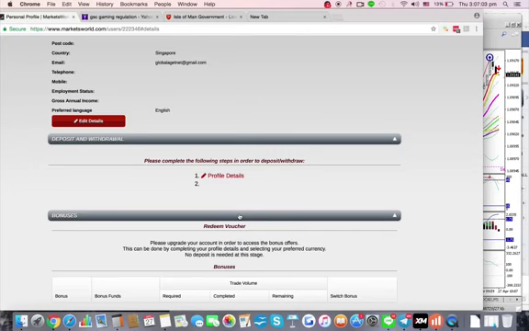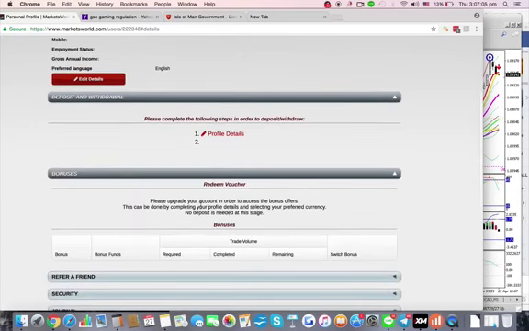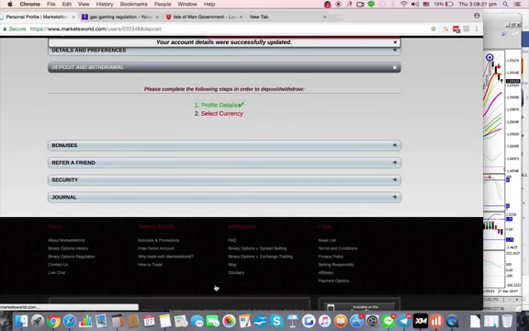Bonuses. Let's have a look at this one. Please upgrade your account in order to access the bonus offers. This can be done by completing your profile details and selecting your preferred currency. No deposits needed at this stage. So you can check out the bonus conditions. You know what? Let me just put some details in. I'll be back real quick.